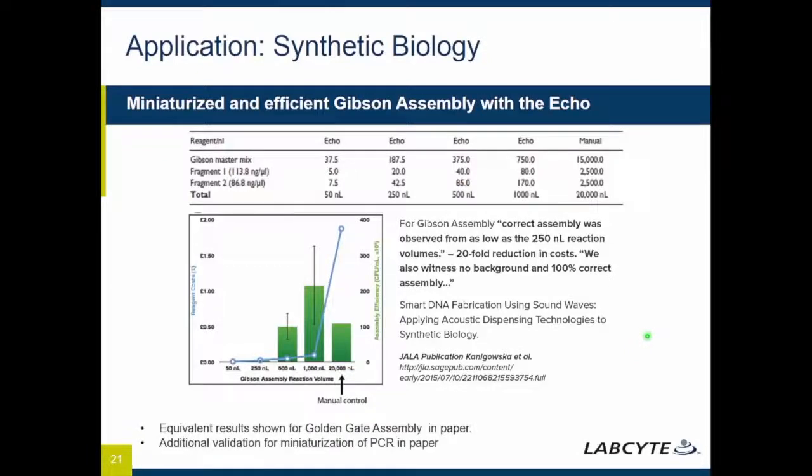Now, additionally, the paper describes similar results for the Golden Gate assembly, and they also provide a nice method for miniaturization of PCR in this article.